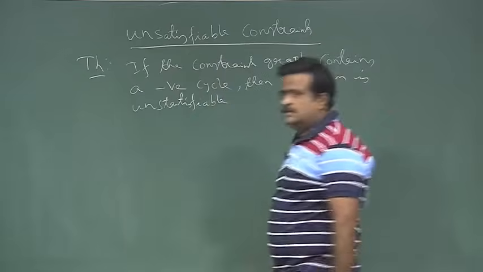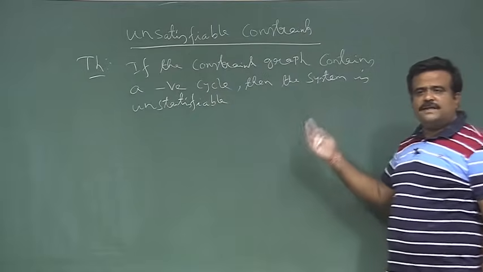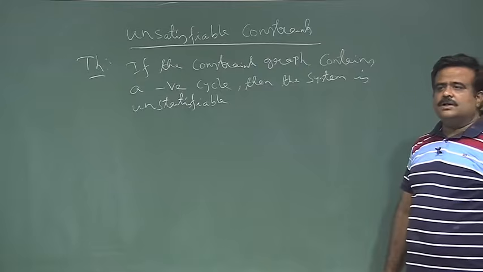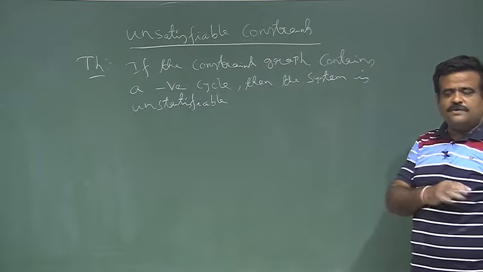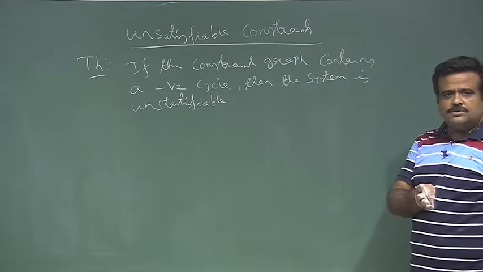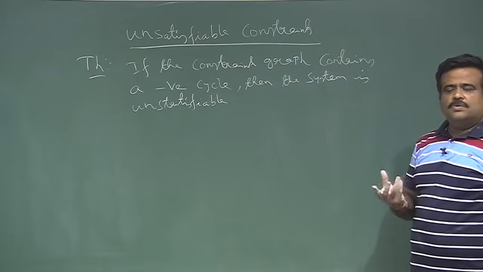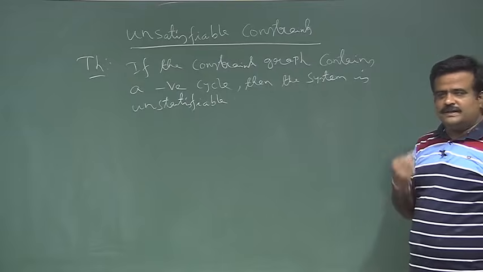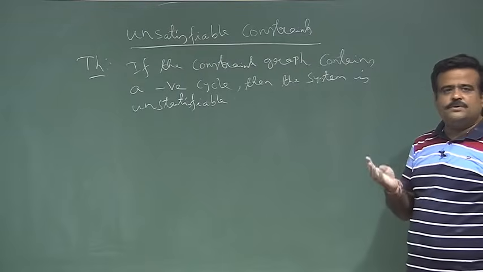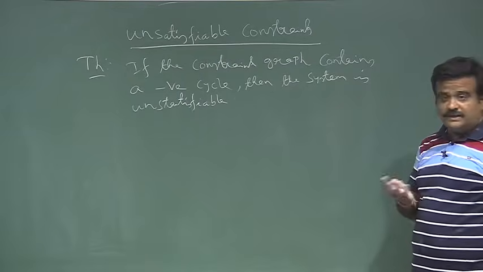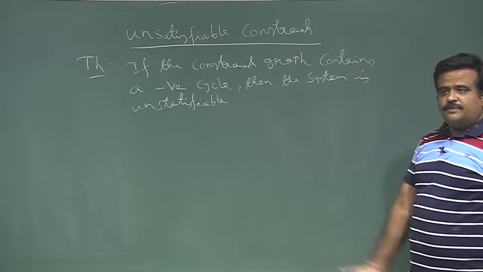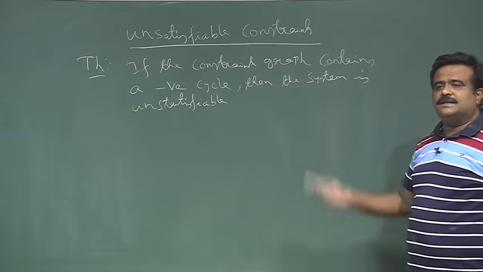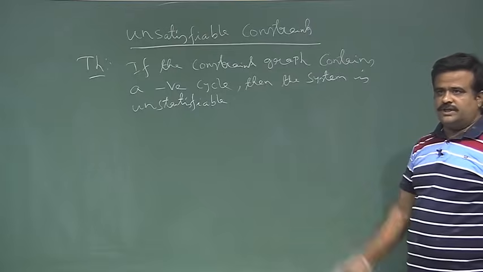Okay. So, how to detect whether there is a negative cycle? We convert this system to a constraint graph, then we run Bellman-Ford. Once we run it, we can easily see whether there is a negative cycle or not, because Bellman-Ford will report the negative cycle if there is one. Then, if Bellman-Ford is reporting a negative cycle, there is no solution for this system.